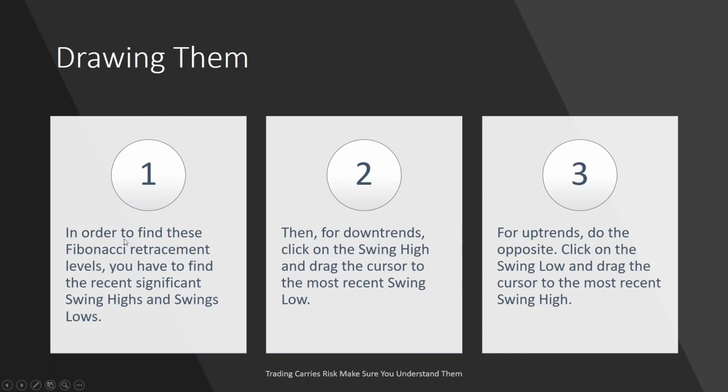In order to find these Fibonacci retracements, you have to find, and let's mark this down, the recent significant swing high and swing low. Then for downtrends, click on the swing high and drag the cursor to the most recent swing low. If we're in an uptrend, do the opposite. Click on the swing low and drag the Fibonacci cursor to the most recent swing high. Okay, so we're going to go over to a chart right now.